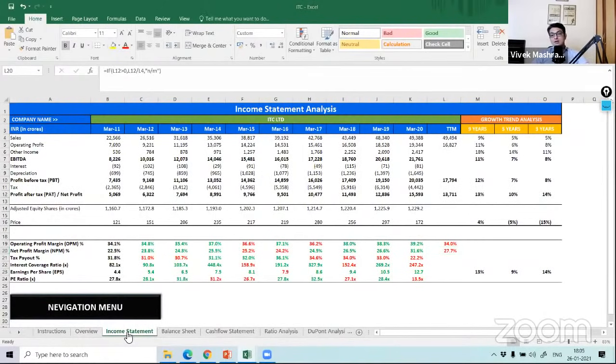Now, whether the margins are on an improving trajectory or not, more or less flat. So probably from the last 10 years, they are hovering in 34 to 38% margins. TTM is 34. So they have seen a dip in the margin. That is something you should analyze, why that has dipped.